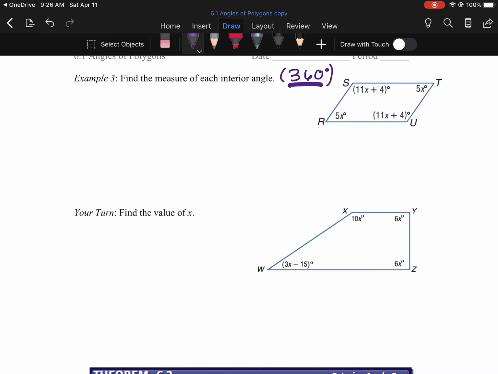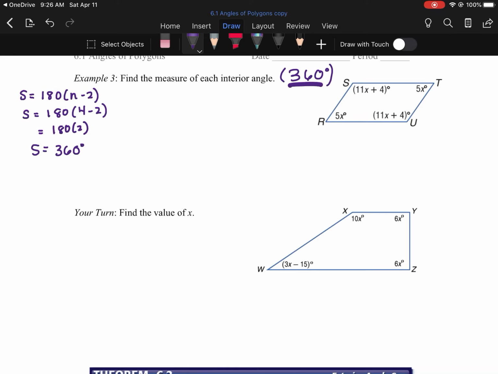So to figure that out, we would do our S equals 180 times n minus 2. So S is 180 times 4 minus 2. So 180 times 2, that's how we actually get our 360. But you guys will be doing that so often that you'll remember it eventually.